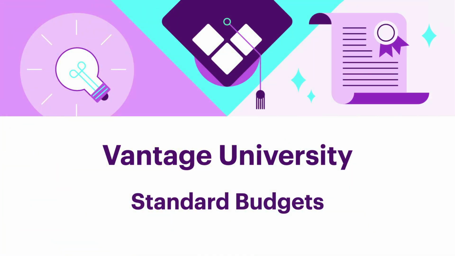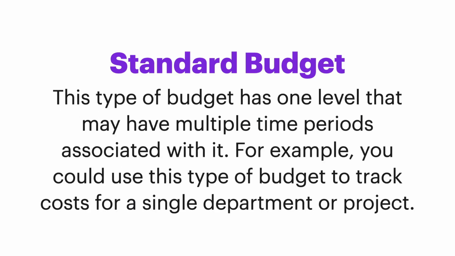In Vantage, you can set budgets to see how your costs are trending over time. You can create either standard or hierarchical budgets, and in this video, we'll talk about standard budgets. In the next video, we'll talk about hierarchical budgets. A standard budget has one level that may have multiple time periods associated with it. For example, you could use this type of budget to track costs for a single department or project.